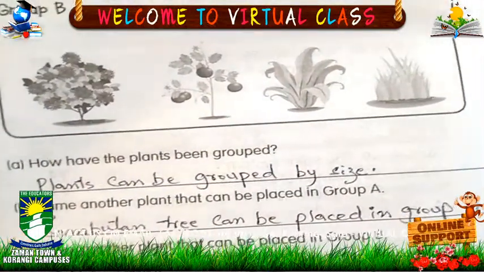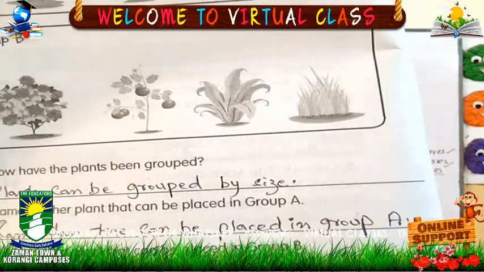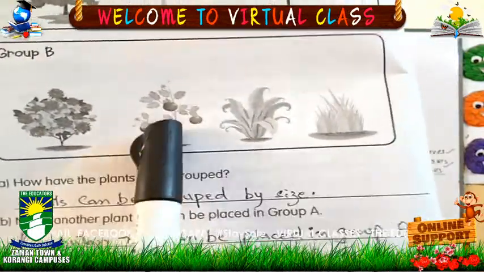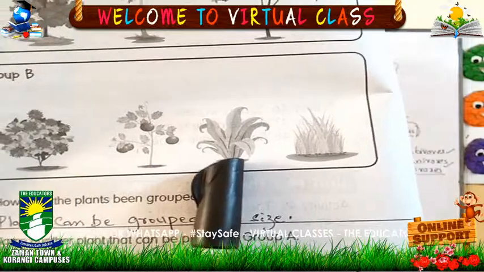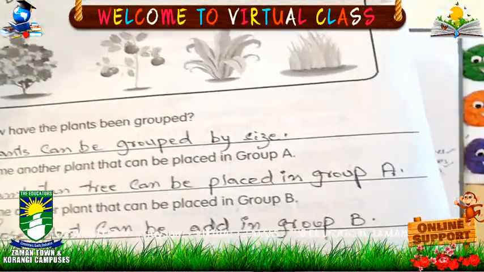Part C: name another plant that can be placed in group B. Now which plant can be added in group B? Because we are talking about the short plants, the rose plant can be added in group B. Okay.